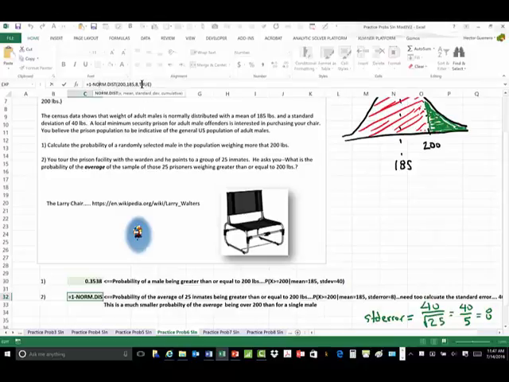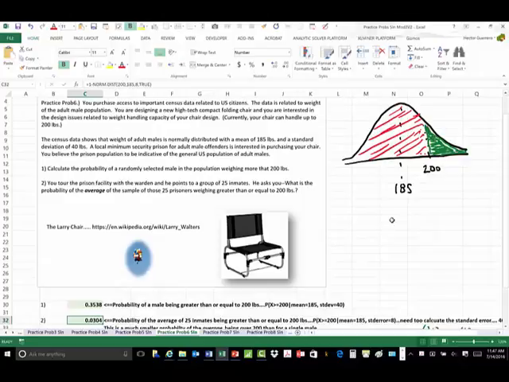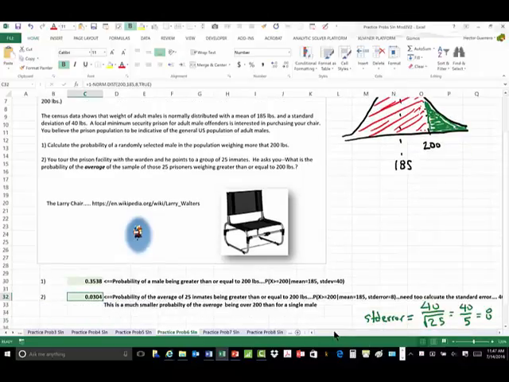And again, what I get is all this area in red, and I'm going to subtract it from 1. We can see from that calculation that the average of those 25 individuals, all taken together, being 200 pounds or greater is relatively small, only a 3 in 100 chance. We'll be working with a normal distribution, and people work with a normal distribution all the time. It's an interesting approximator of reality.